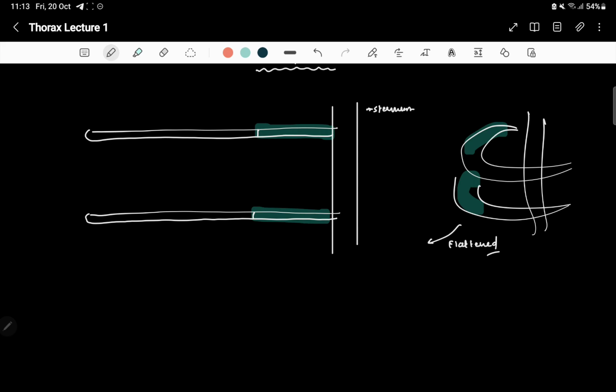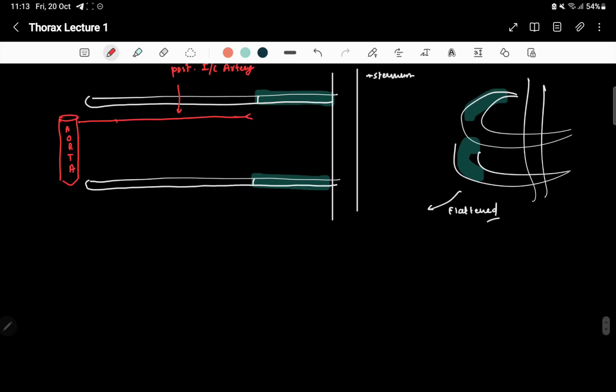So in this, let me first draw the aorta here. So let's say here is our aorta. From the aorta arises the posterior intercostal artery. Posterior intercostal artery here. And from the posterior intercostal artery we have a collateral branch also. This is the collateral branch of the posterior intercostal artery.